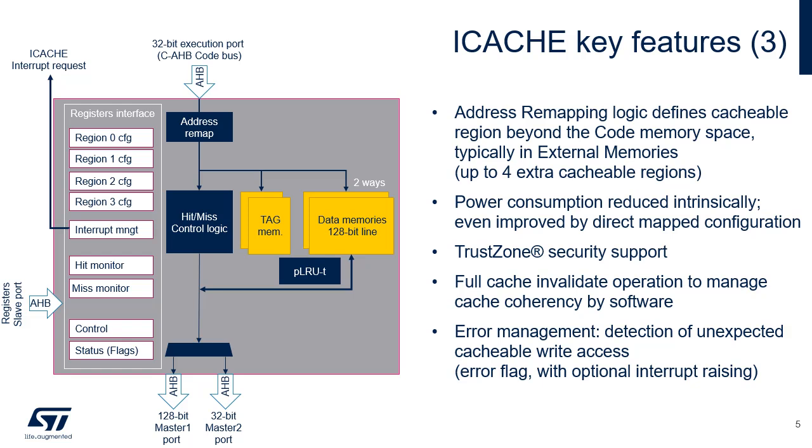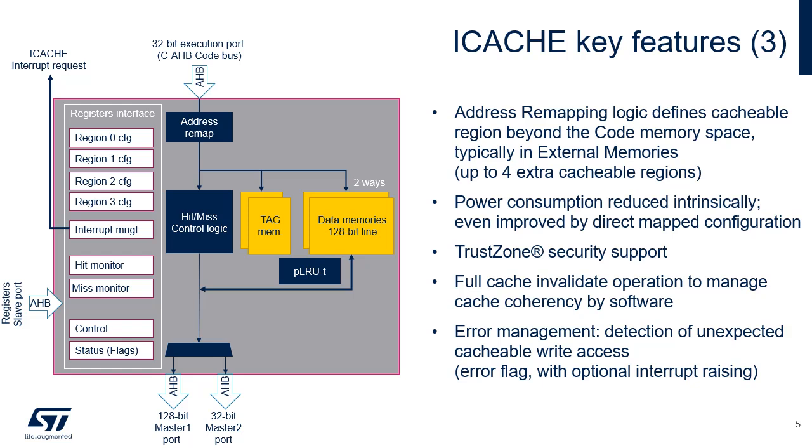A dedicated secure bit in tag RAM of each cache line prevents non-secure requests from hitting secure ICACHE entries. An invalidate maintenance operation is supported to invalidate the entire contents of the instruction cache, typically when the main memory content is modified. This operation is controlled by software by accessing a memory-mapped register. This is a fast command, non-interruptible, with an end of operation raising a specific flag and possibly an interrupt.